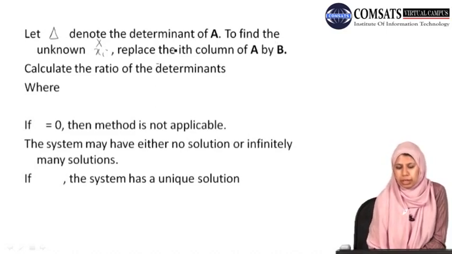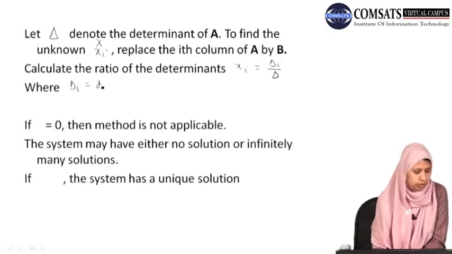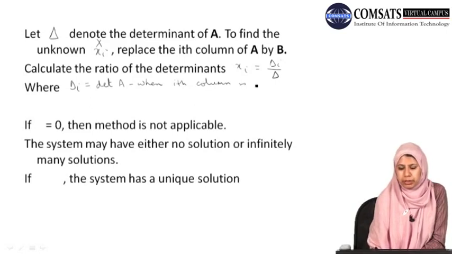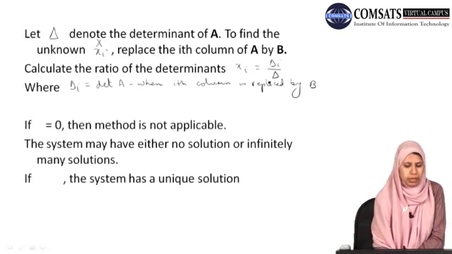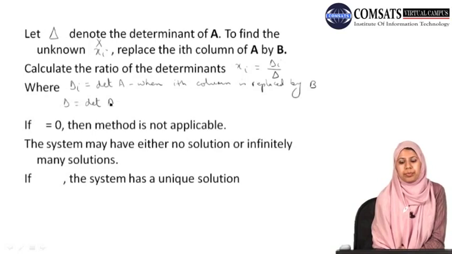We calculate the ratio of the determinants, that is, we say xi = delta i over delta, where delta i is the determinant of A when the ith column is replaced by B, and delta is the determinant of our matrix A.